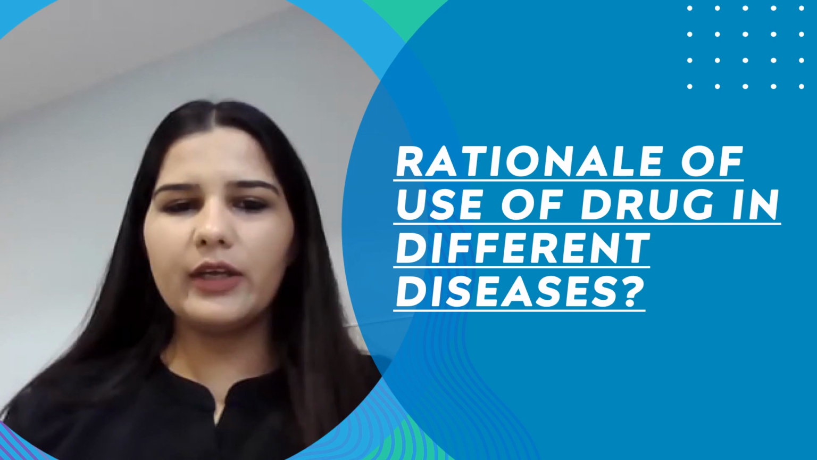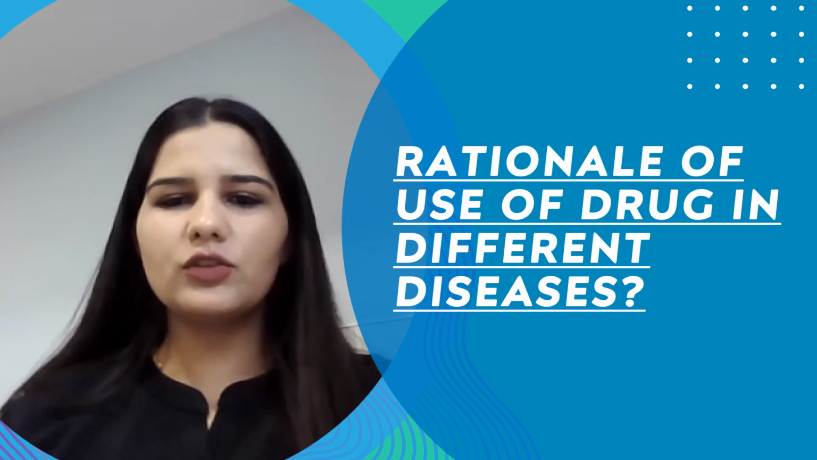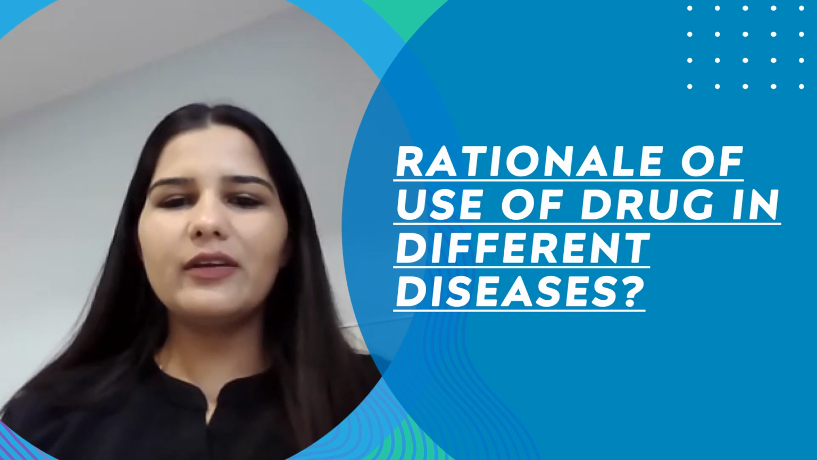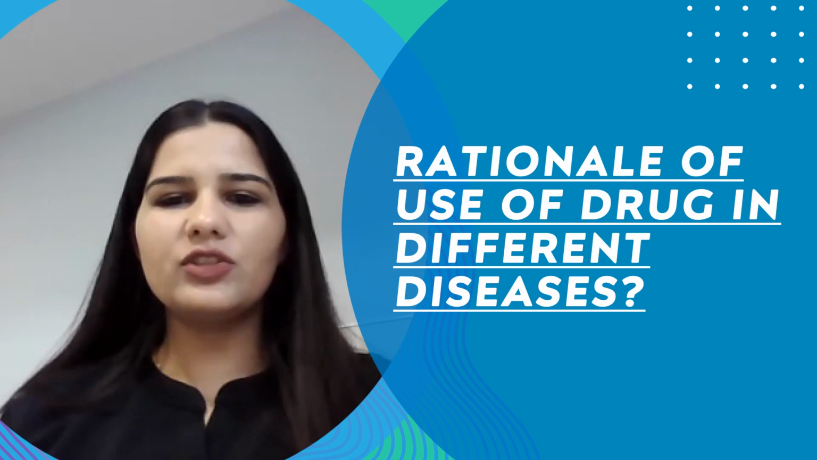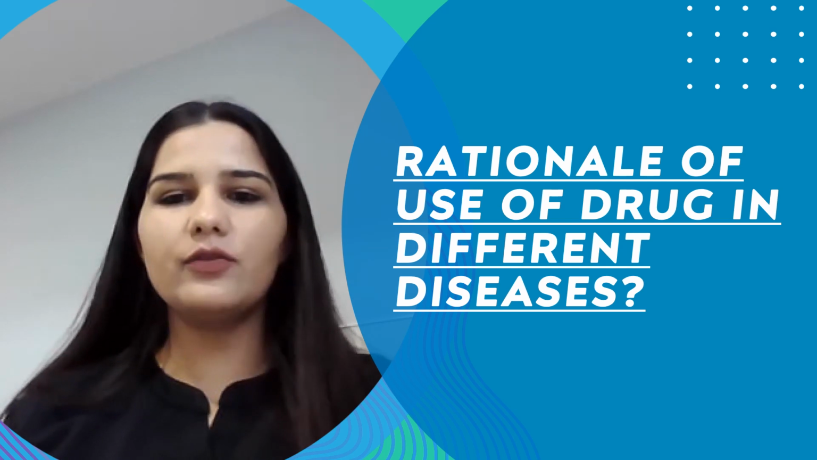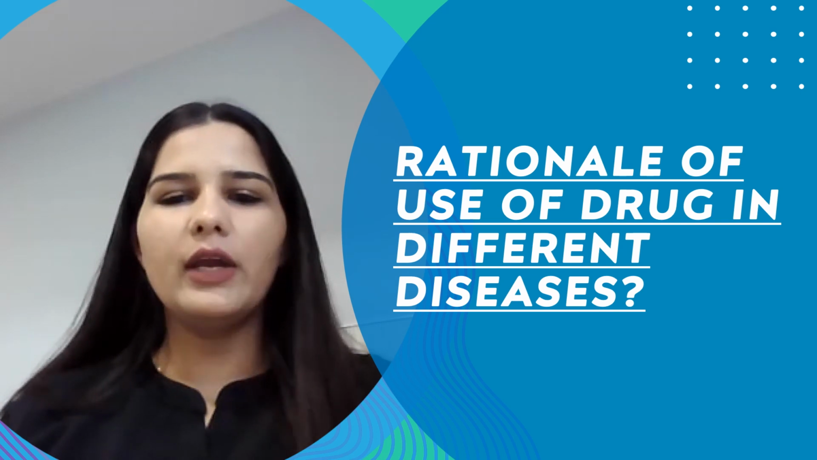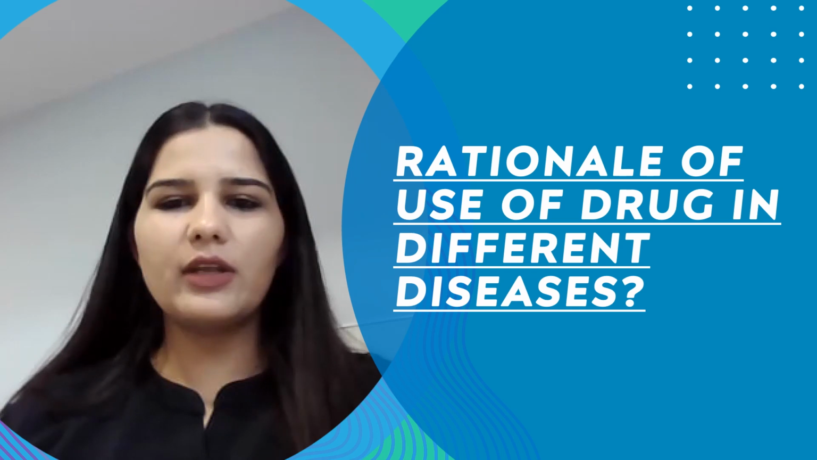Moving further to the indication of anticholinergics in different diseases, the first one I'll discuss is chronic obstructive pulmonary disease, also known as COPD. The rationale for the use of anticholinergics is that these relax airway smooth muscles, leading to bronchodilation and improved airflow in individuals with COPD. Most common drug or medication that is used is ipratropium.